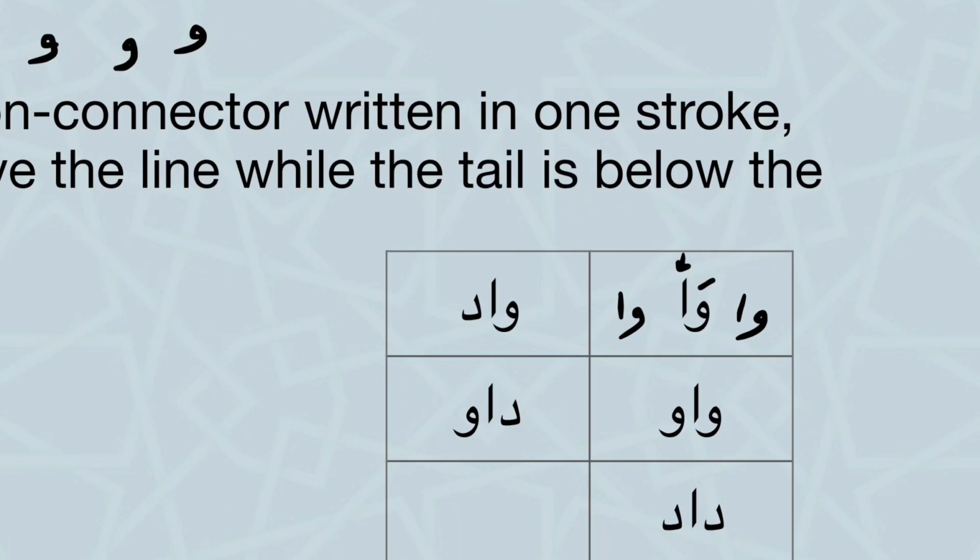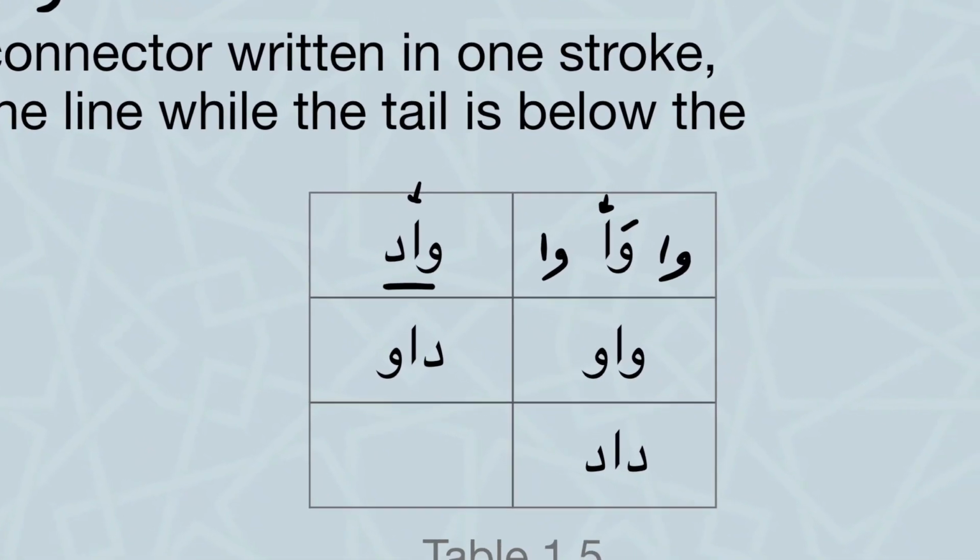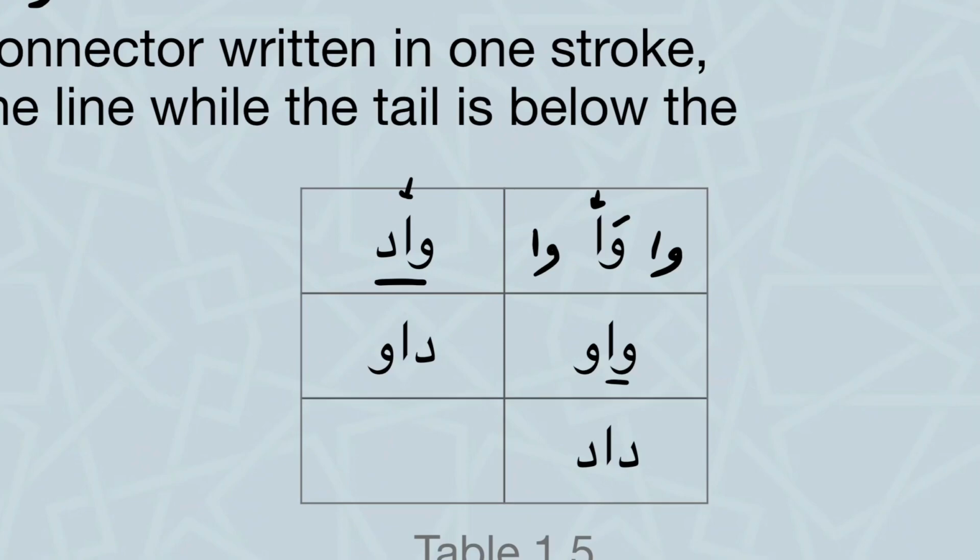Let's try another one. No fatha, because I know that the alif in the middle indicates that the letter before it has a long sound. So I'll pronounce this as wad, wad, wad. Okay, this one is going to be an experiment. We said the letter waw is pronounced as w, and we know how a long vowel sounds. So how would I pronounce this if I put an alif here?